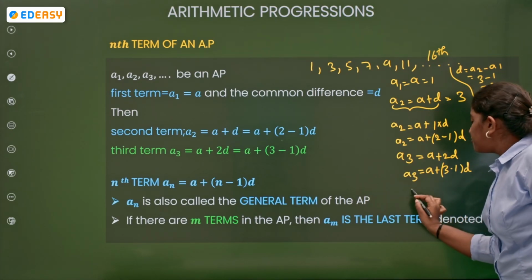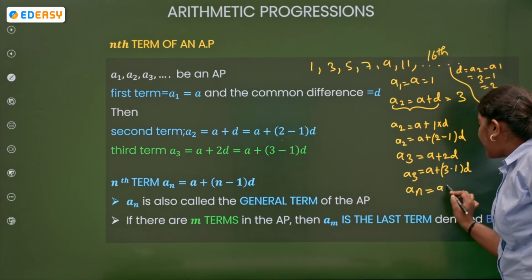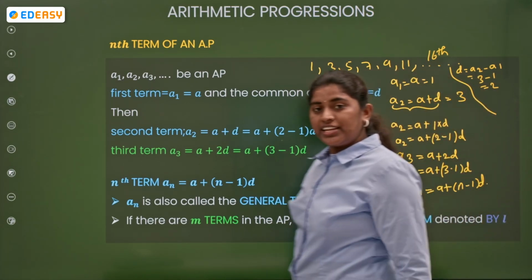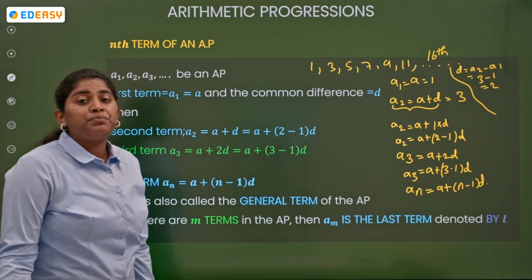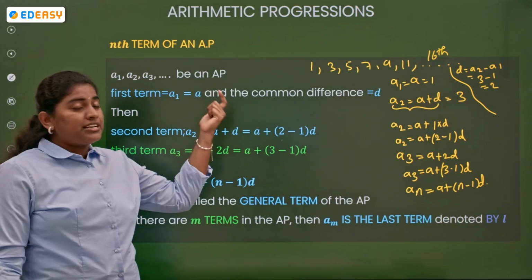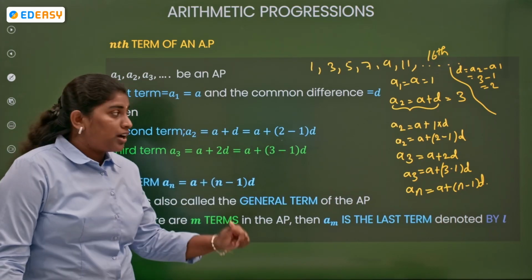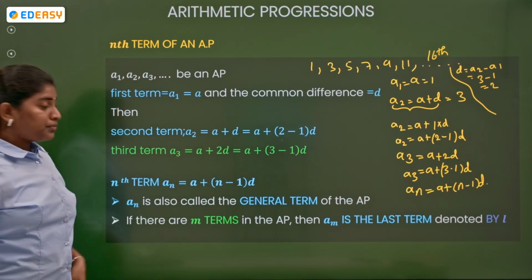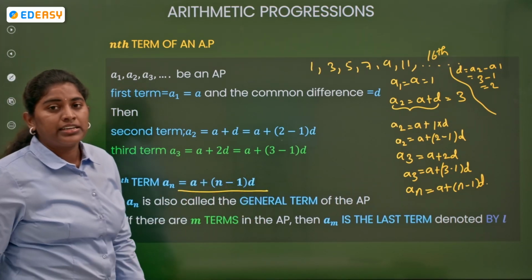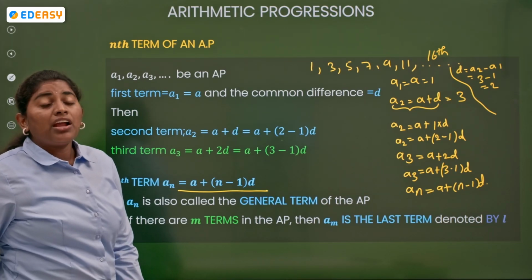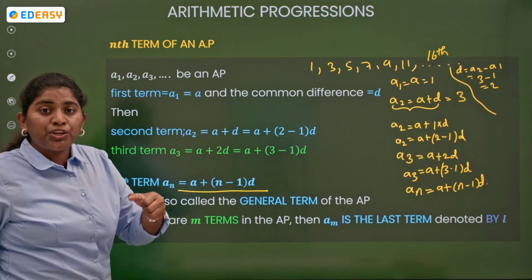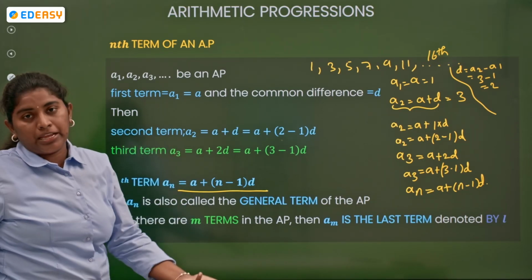In the same way, for AN, how can we write? A plus of N minus 1 into D. Understood the nth term, everyone? So the nth term will help you to find the required term of an AP, if it was an infinite AP. Clear? Now, what is the formula to find your nth term? That is A plus of N minus 1 into D. Now, AN is also called the general term of an AP. It means it will help you to find that term of an AP. Clear?